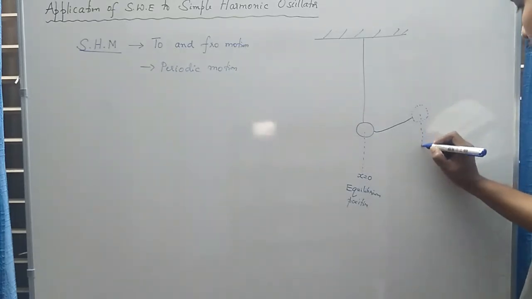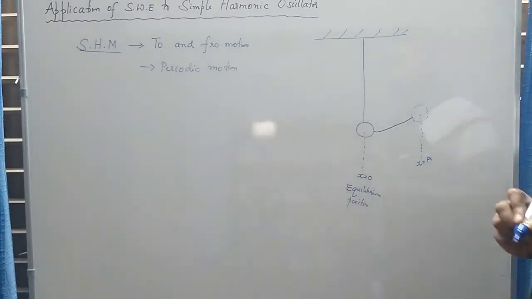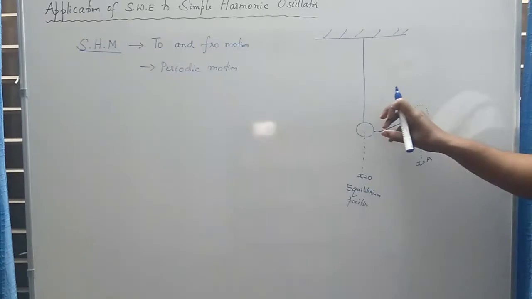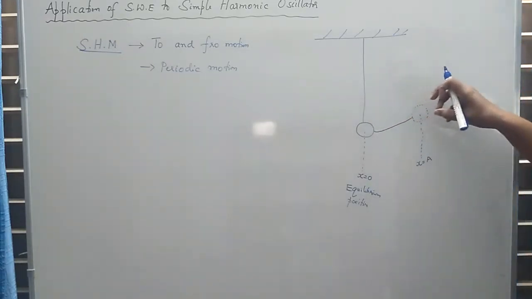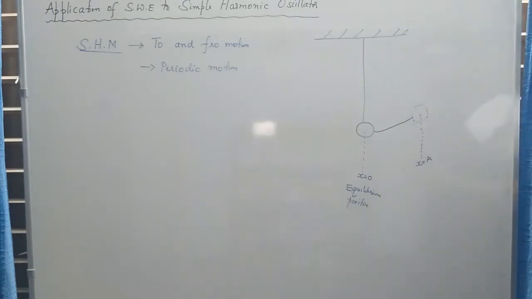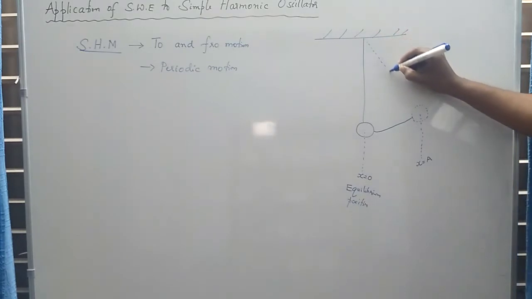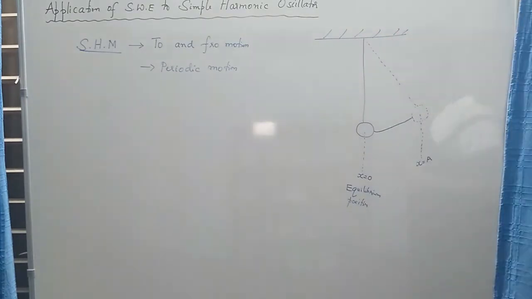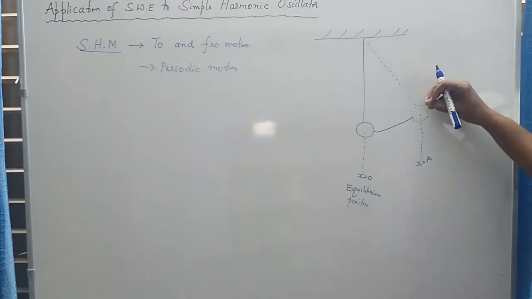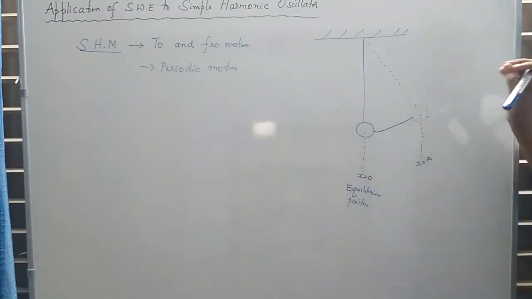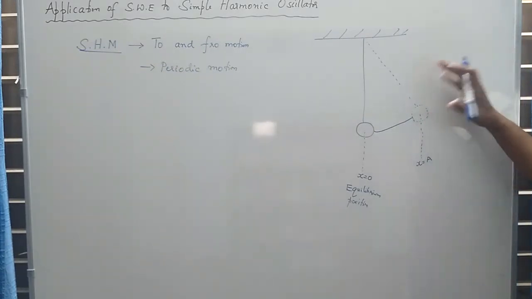At this point the position of the ball is x equal to a. It means I have taken the ball a distance a away from the equilibrium position. Of course the thread is also moving along with the particle. I will gently leave the particle. I will not throw it. There is no thrust on the ball. I will gently leave it here.